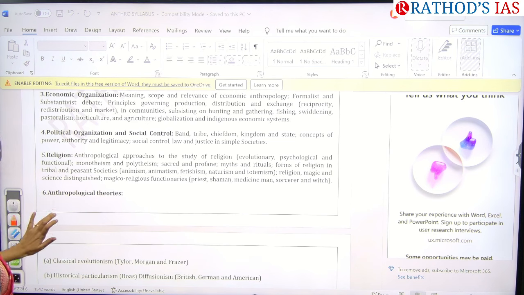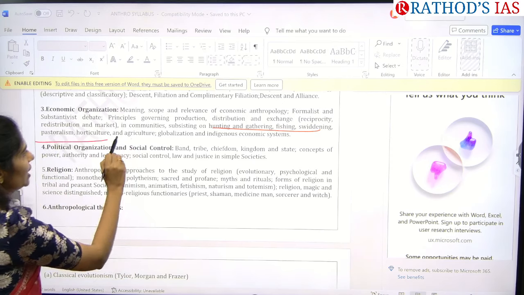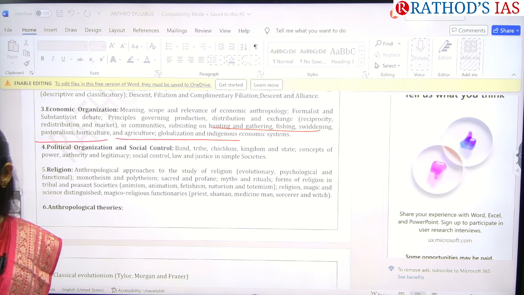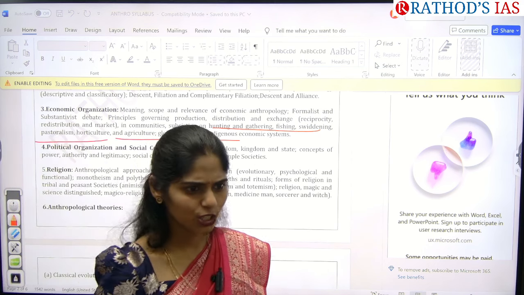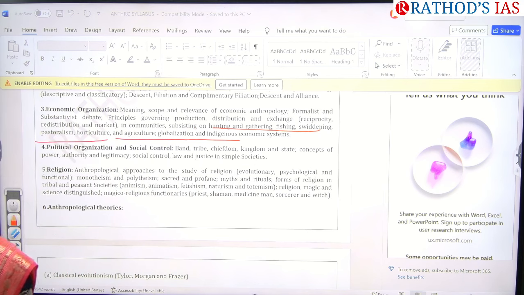No, there is something. Okay, I discussed hunting, gathering, fishing, pastoralism, horticulture, agriculture, globalization, right? So that is about your economic organization. Is there anything new? Is it interesting to know how the primitive societies used to maintain economic organization? Are you getting interest or not? Is this anthropology interesting? Will you accept it or not?